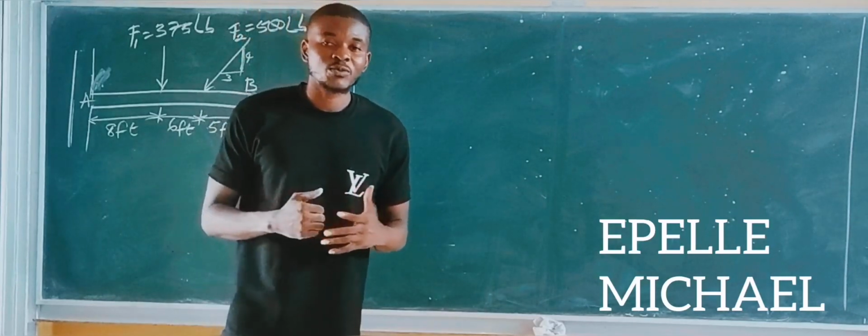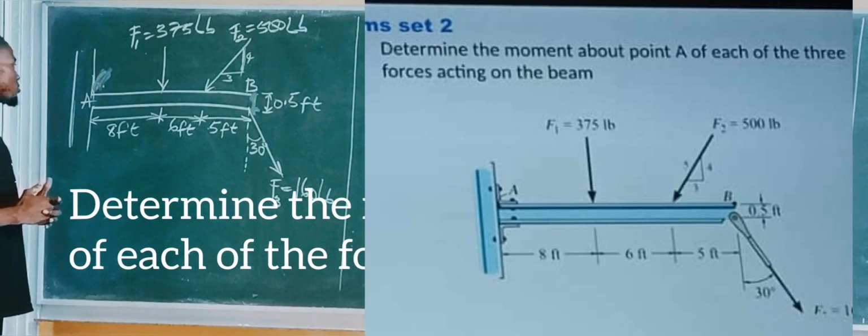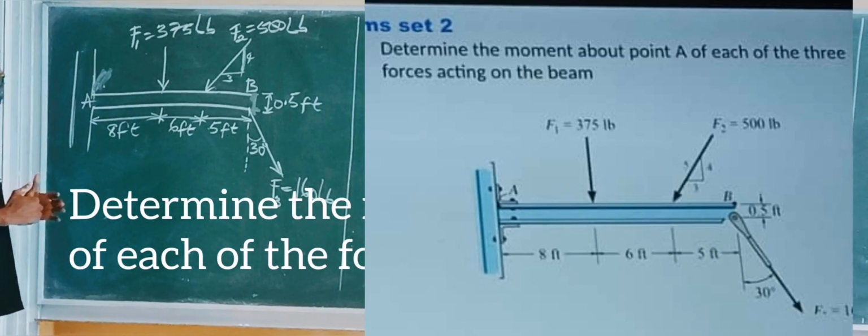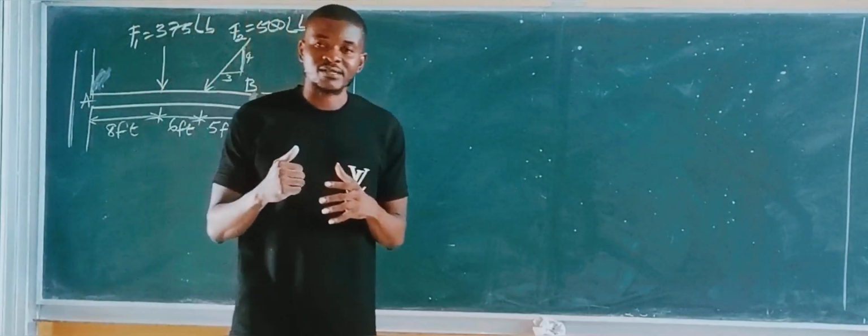So let's say we're given this problem and we are asked to determine the moment about point A of each of the forces on the beam as shown. Now, first of all, let us understand what moment is.